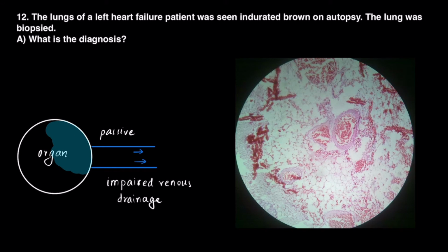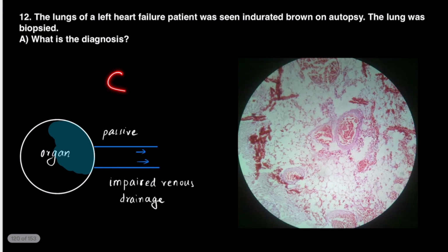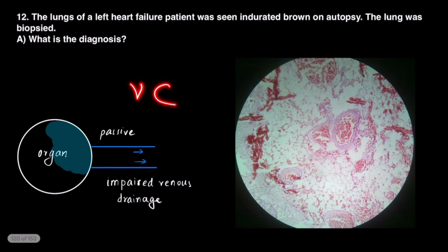Let's say the impairment worsened over time. So the accumulation of the blood increased over time as well. This is what we call chronic venous congestion. Chronic because the condition worsens over time. Venous because it's the vein that is affected, the venous drainage is getting impaired. And congestion because there is accumulation of fluid in the organ.